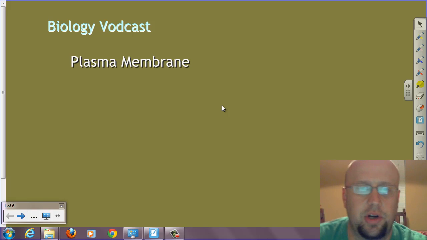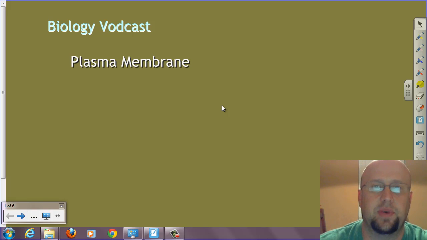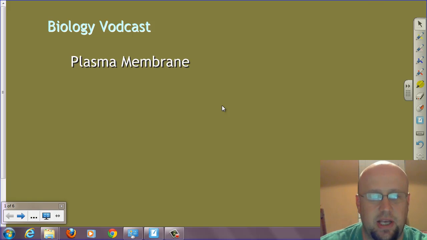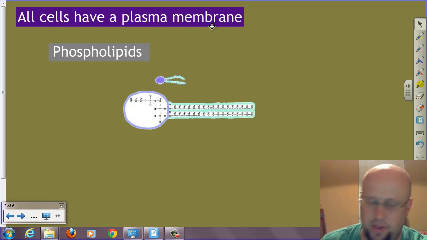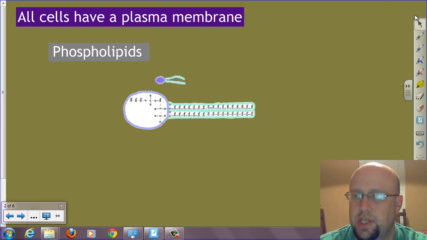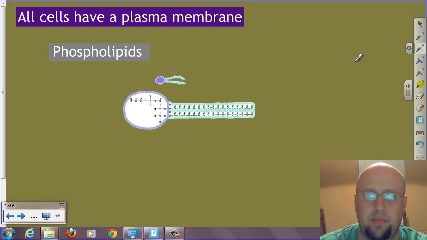Alright, let's continue on our journey through the cell as we start basically from the outside of the cell with the plasma membrane. Essentially, all cells have a plasma membrane of some sort, and all of those plasma membranes are essentially made up of the same thing, which is a phospholipid bilayer.